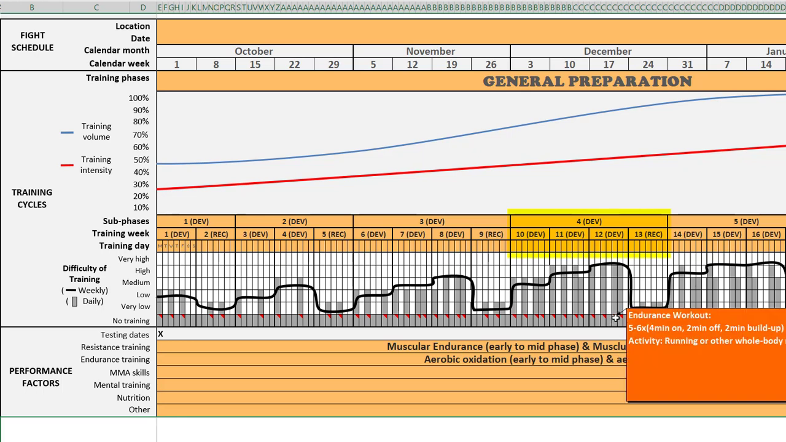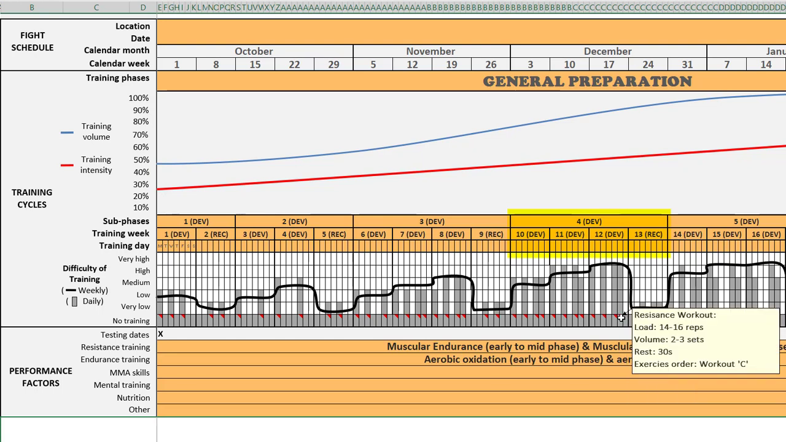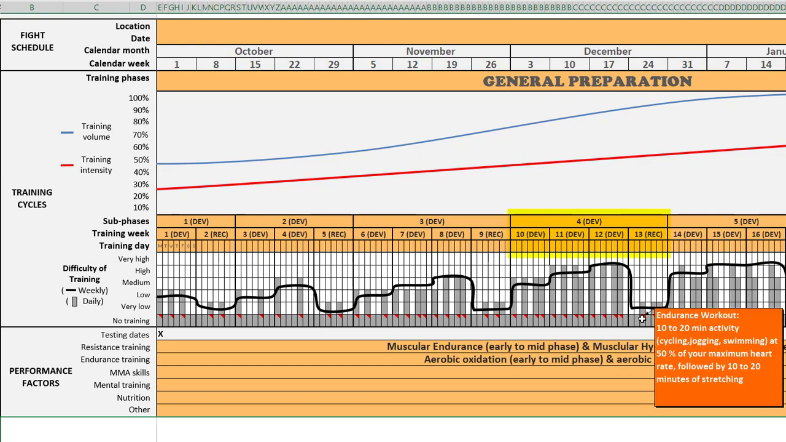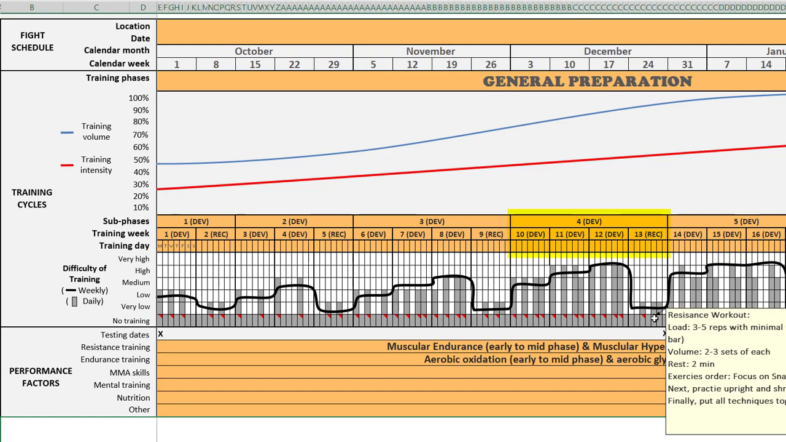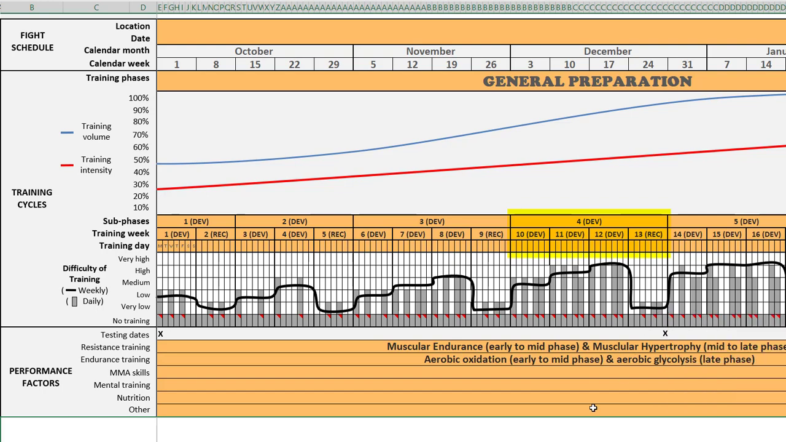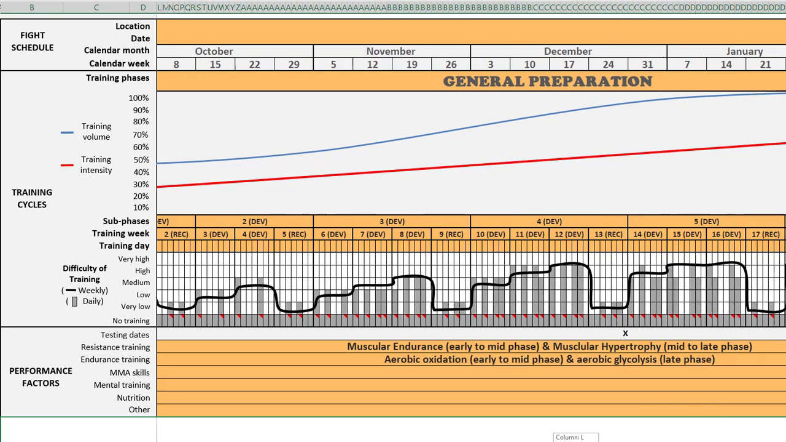We're alternating the workouts. And then for the next endurance workout, same as the beginning of the week, 4 minutes on, 2 minutes off, 5 to 6 of those. And then there's our resistance training workout again. Again, we're shifting the workouts, workout C here in this case. And then we have our recovery week, which for this fighter, it's featuring that same endurance work, followed by the technical development.